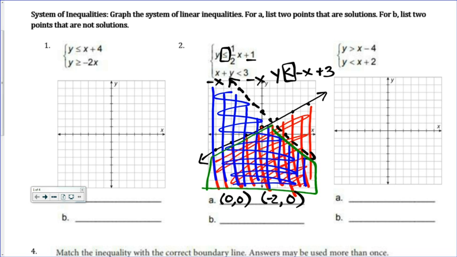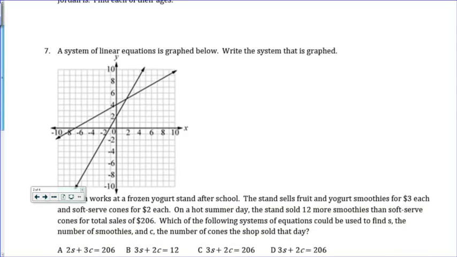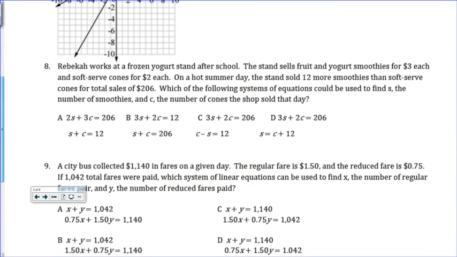And then non-solutions would be anything that does not fall in that area, even if it is in one of the shaded regions. So a couple examples would be 3, 0, and 0, 3. Okay, let's look at number 8. All right, number 8.